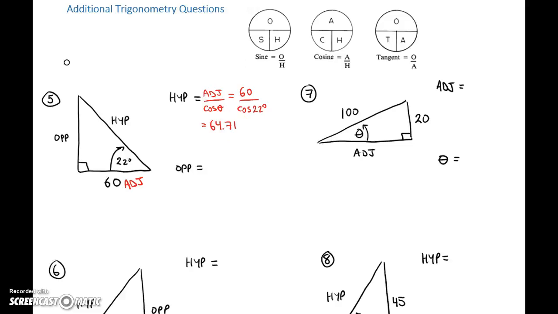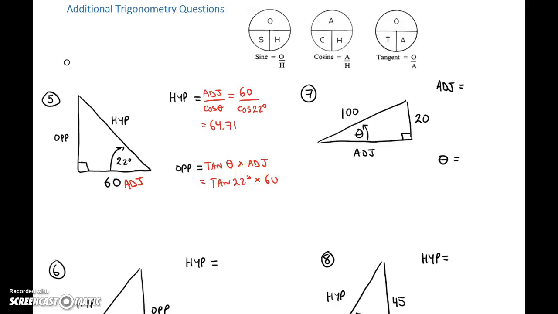Okay, next one, we've got the opposite that we're looking for. What do we know? We know the angle and we know the adjacent. So just using the values that we know, it might be best to use tan. In order to find the opposite, that's the tan of the angle times the adjacent. Our angle is 22 degrees.